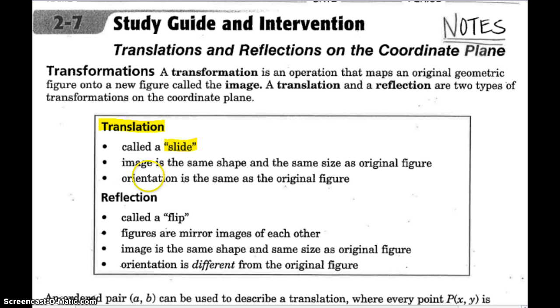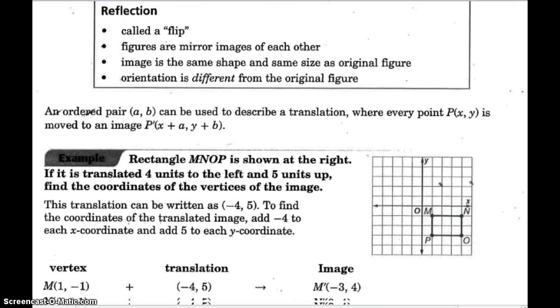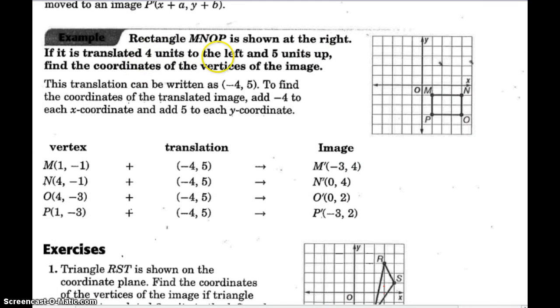So a translation is when an image is the same shape, the same size, and it just gets slid from one position to another. And the orientation is always the same as the original figure. So now we're going to skip the next little bit of information and jump down to look at a translation. Rectangle MNOP is shown at the right.